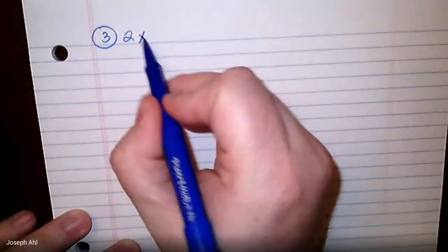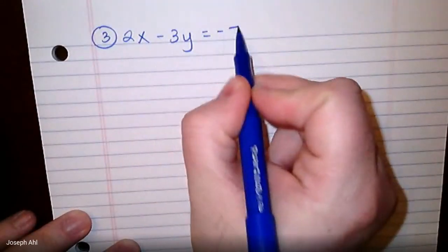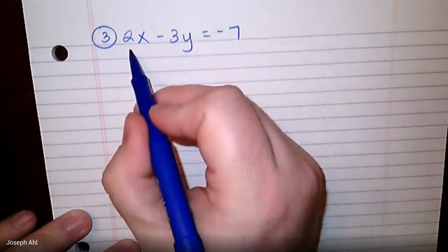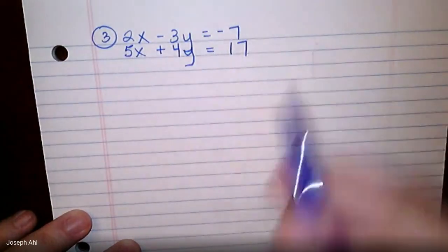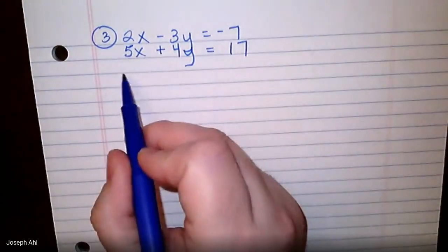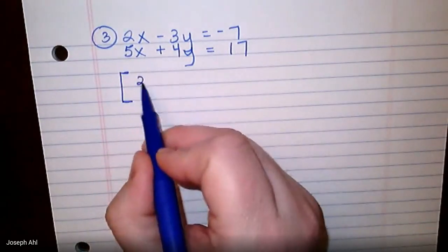Okay, last but not least, let's see if we can solve the system. 2x minus 3y equals -7. 5x plus 4y equals 17. Okay, very first thing we gotta do is make that augmented matrix.